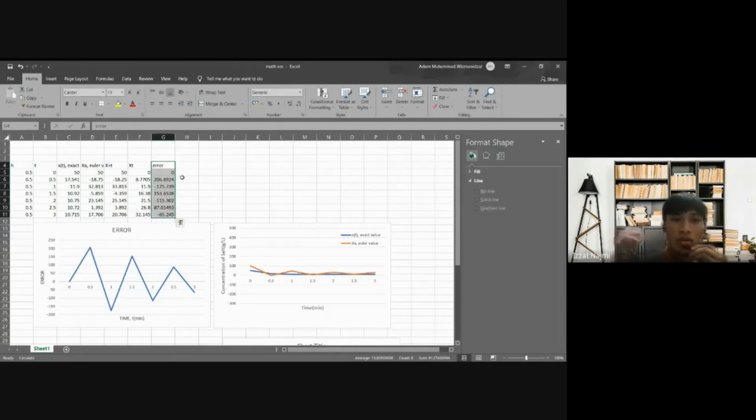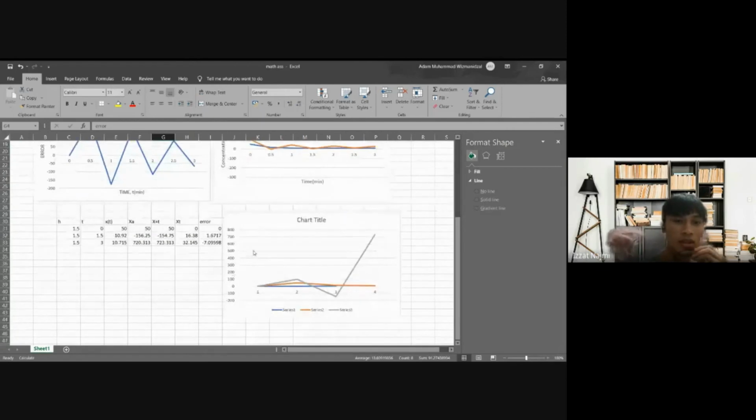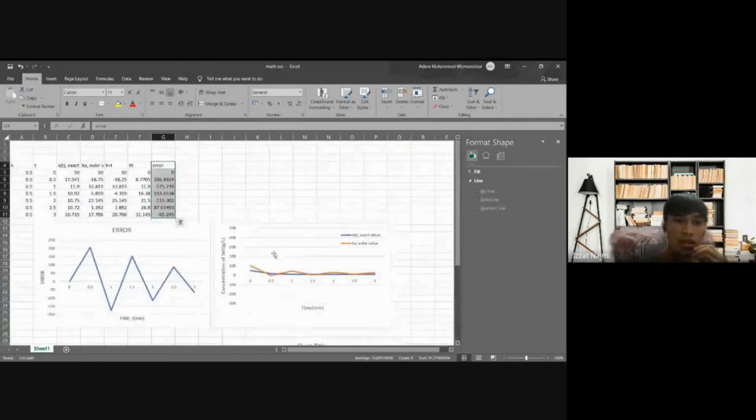We also did the graph at step 1.5, but it's not finished yet. So it's still in progress. So the graph shows there is one for step 0.5 and also the graph for the error. I think that's enough for the comparison between two solutions and also the error of the two solutions.